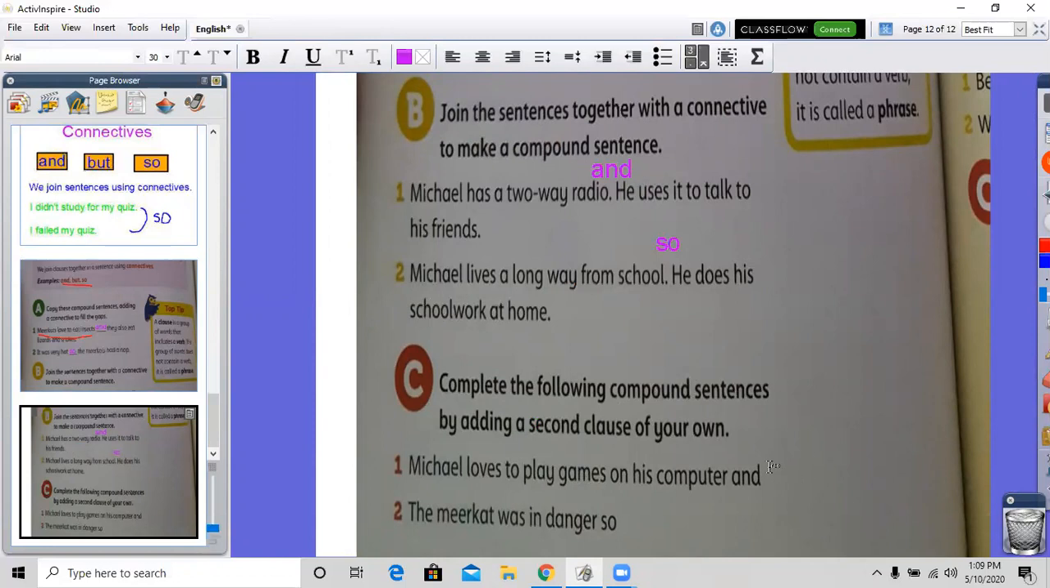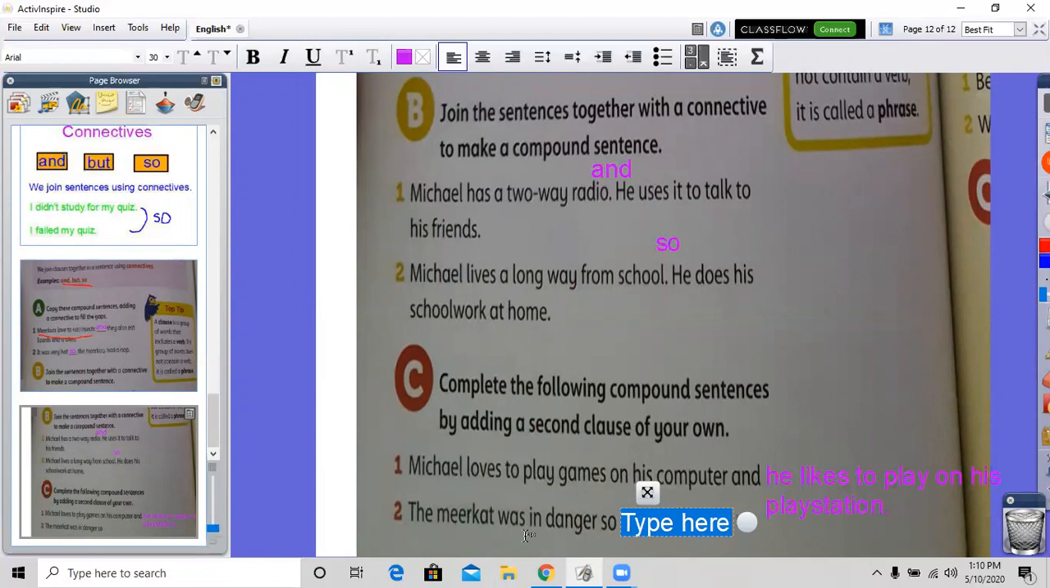Okay, please look at question C. Please pause the video and complete the following compound sentence by adding a second clause. So we need another simple sentence here. Michael loves to play games on his computer and he likes, for example, to play on his PlayStation. Of course, your sentence will be different, but as long as you have a simple sentence that shares a similar idea to the first, Michael doing another thing, then your answer is correct.